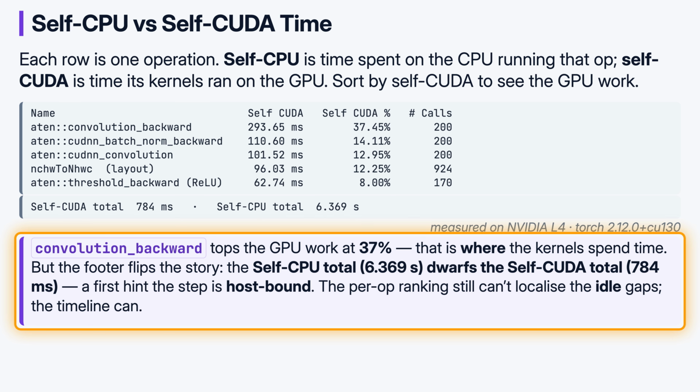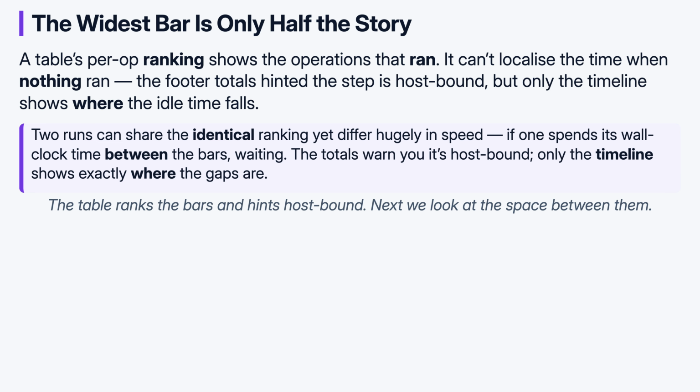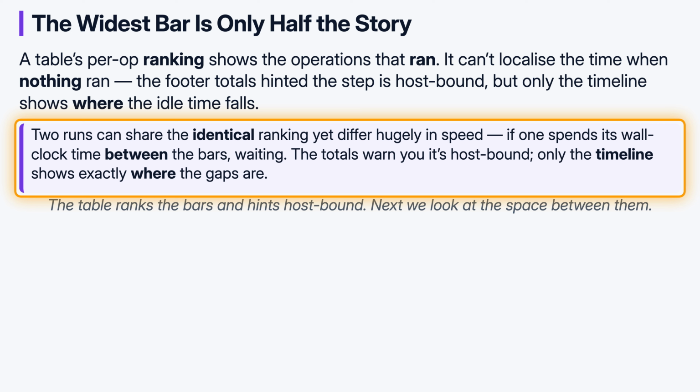A table's ranking shows only the operations that ran. It cannot see the time when nothing ran. The totals hinted host-bound, but not where the idle time falls. 2 runs can share the identical ranking, yet differ hugely in speed. One wastes its time between the bars, waiting. Only the timeline shows exactly where the gaps are.